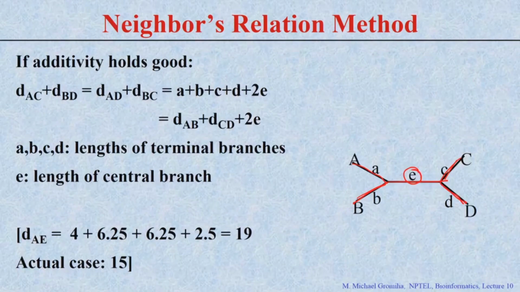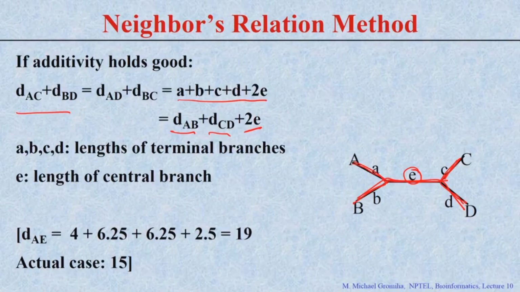So, if you see AC plus BD, this one and this one, this is similar to AD plus BC. We can write it as A plus B plus C plus D plus 2E, that means AB plus CD and 2E. Here you can see the discrepancy between the UPGMA method and this method: they take this into account also. Because of that, this is the value you get from the UPGMA method.